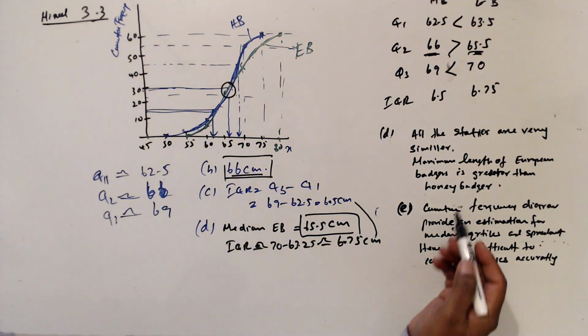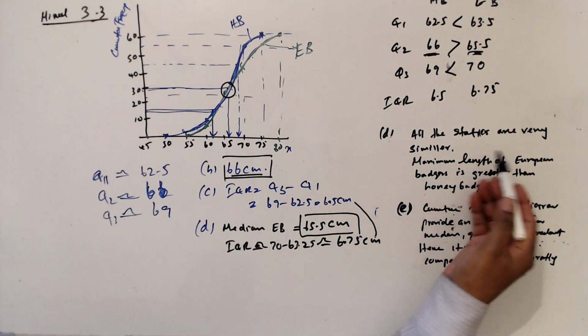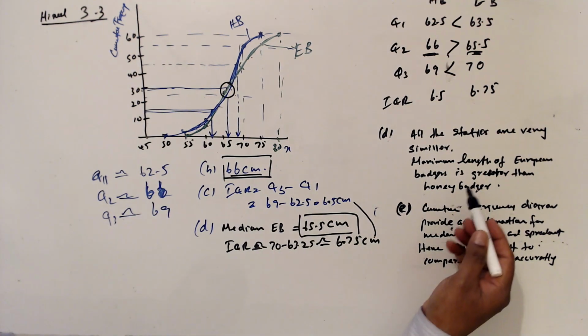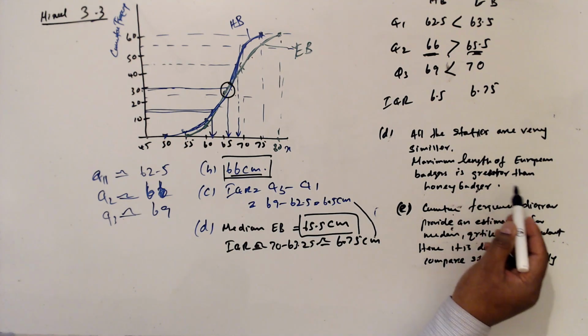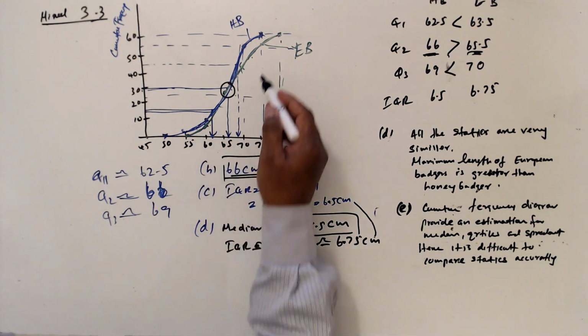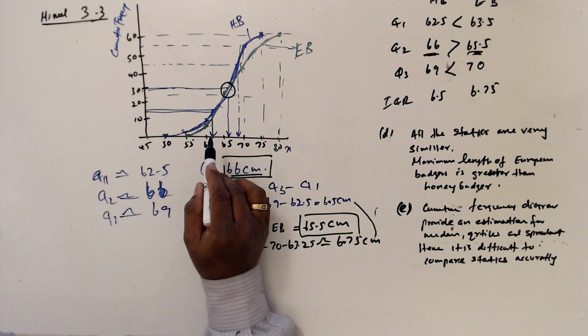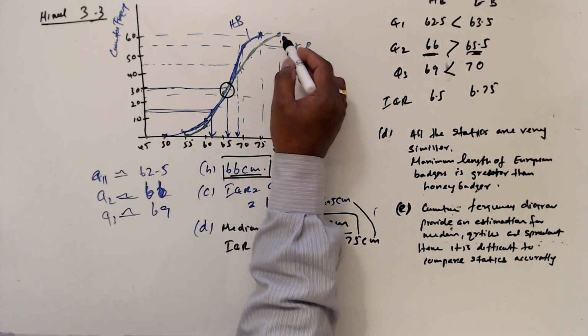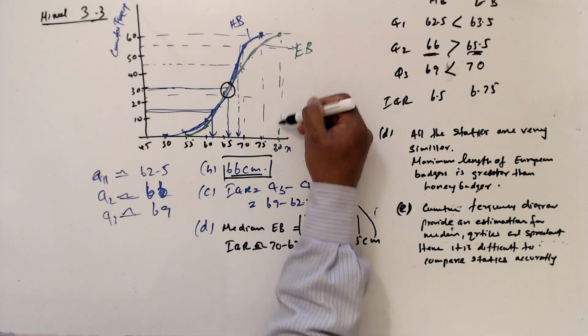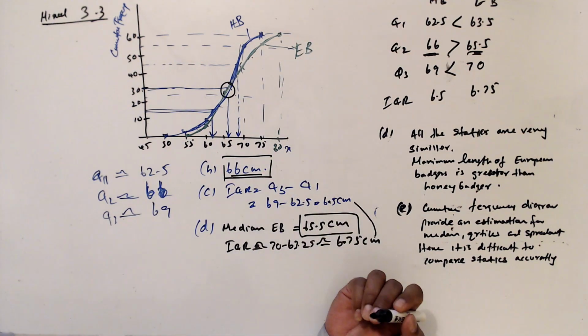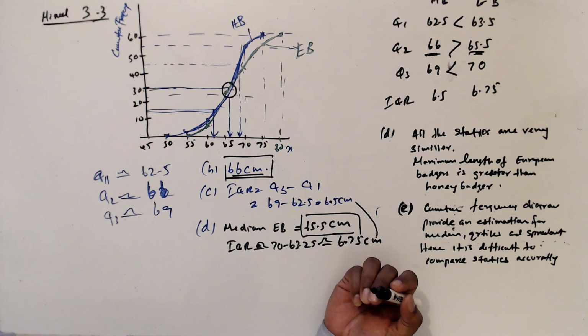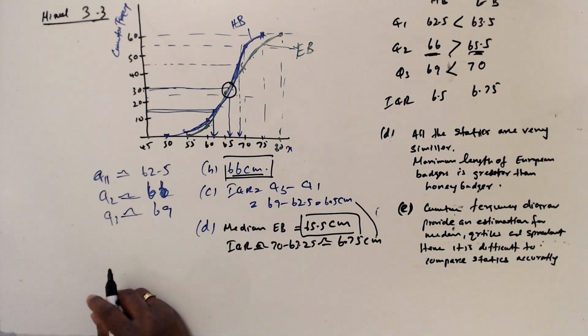So we can tell all the statistics are very similar, and the maximum length of European badgers is greater than the honey badgers. We can tell that because the minimum is going to be 80. It should be more than 75, basically. Because of that reason, the maximum is higher than this one.